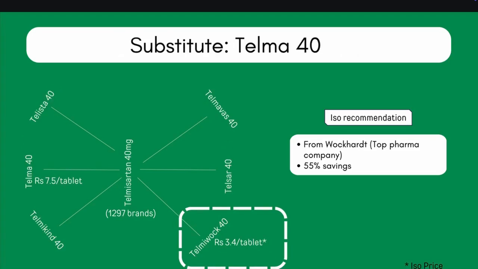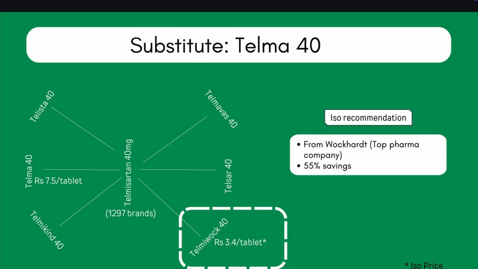Same with Telma 40. Telma 40 is from USV. Similar drugs are Telmikind 40, Telista 40, Telmivas 40, Telsar 40. These kinds of drugs are there in the market in brand name, but Isomed suggests Wockhardt's Telmivoc 40, which comes at a very low cost, 3.4 rupees per tablet, a 55% saving to the end customer.